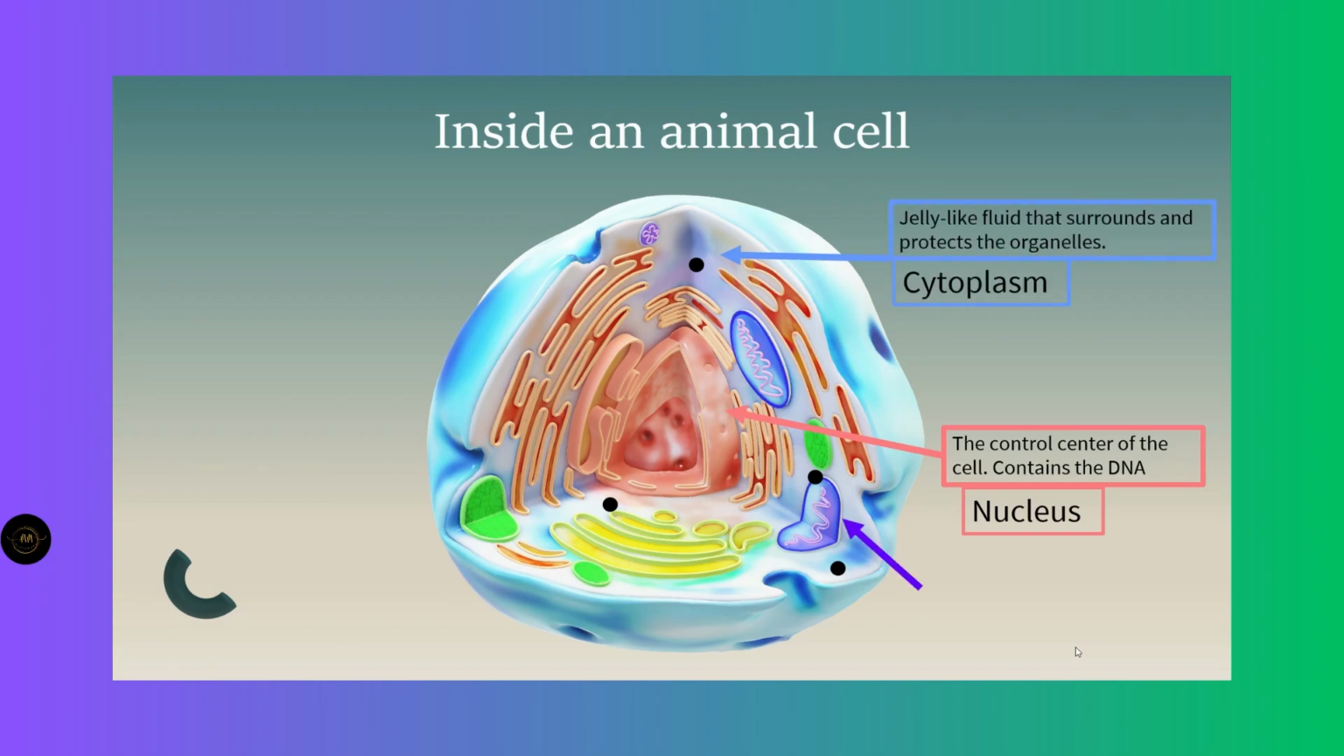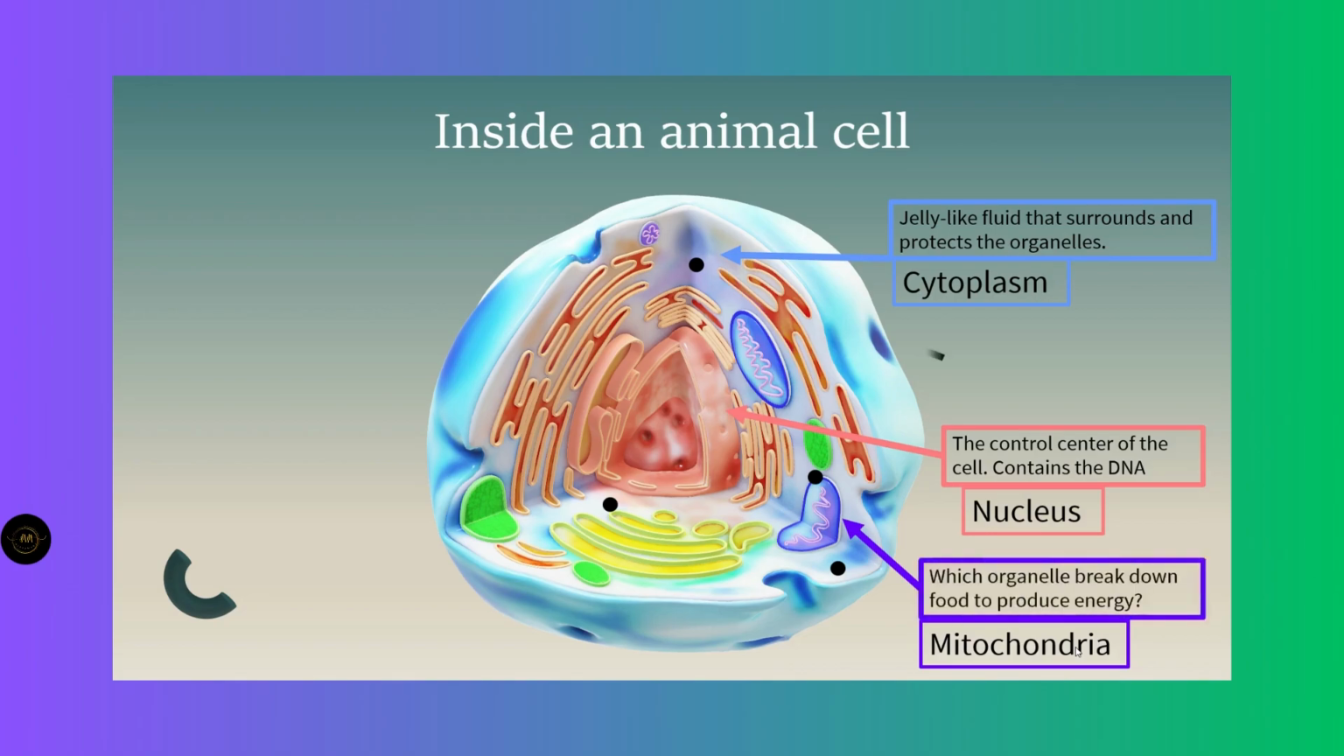Then the next one that we have, where the purple arrow is, is called the mitochondria. Mitochondria is the cell organelle in which cellular respiration happens. That's the process in which energy is produced, because every cell needs energy. Then the next one, these black dots inside of the cell, are called ribosomes. Ribosomes, their function is connected with proteins.